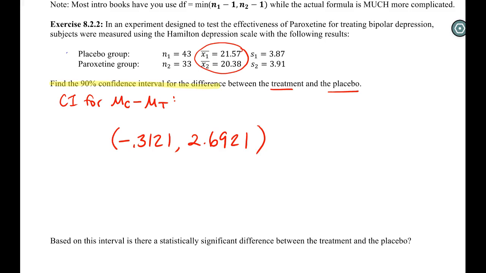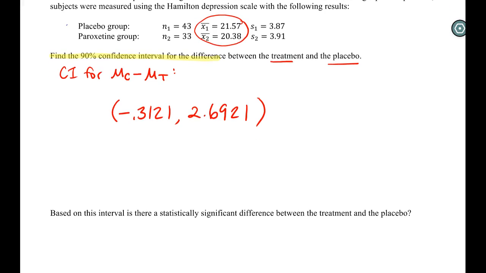If we had to write out a sentence about this, we would say that we're 90% confident that the true difference in the average Hamilton Depression Scale score between the treatment and placebo is somewhere between these two values. Remember, you just want something about difference. You do want to have the word average somewhere in here, so that we know we're comparing those. But this is the piece that I was concerned about us seeing before the final.